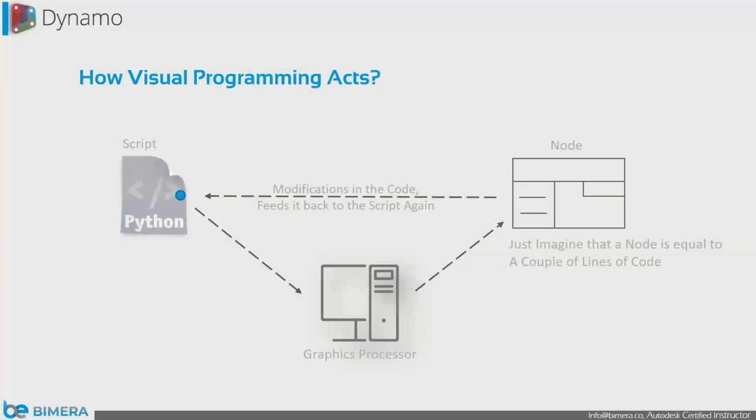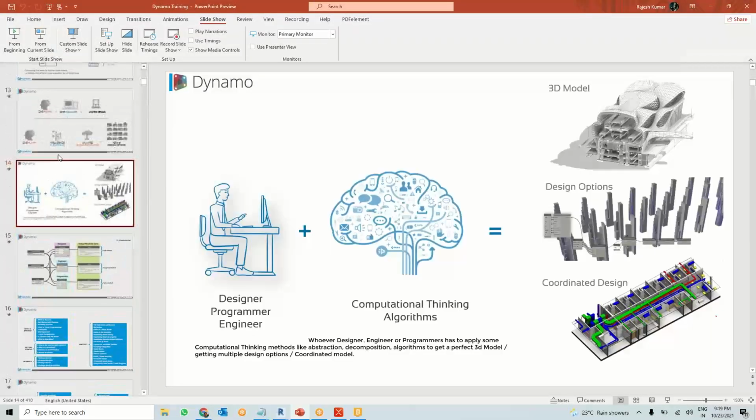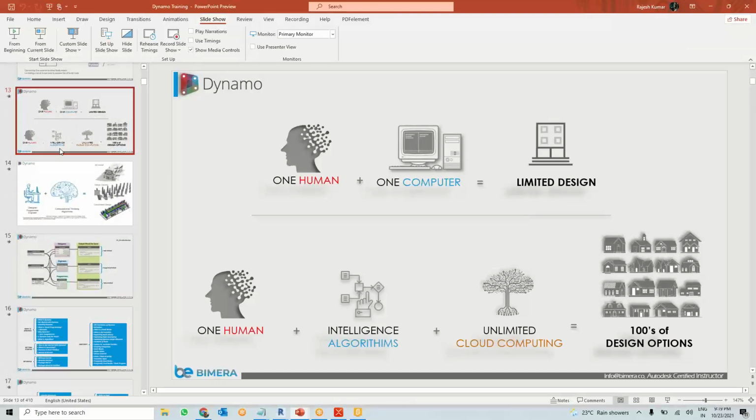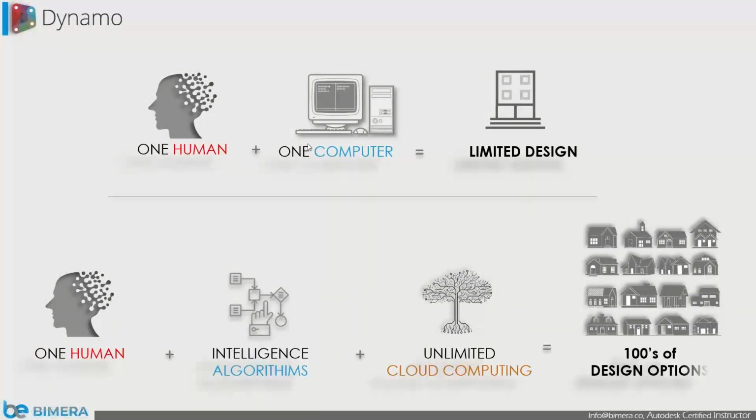We have a lot of flow-based programming tools. Generally, what we are doing as of now is one human plus one computer with a limited design. But we have another process called one human with an intelligent algorithm. What do you mean by algorithm? You will know during the training. If you apply it with unlimited cloud computing, then you will see hundreds of design options with one click.